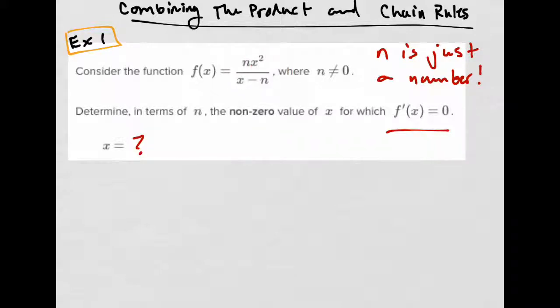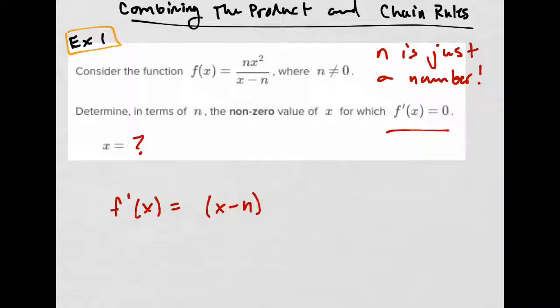Quotient rule says low d high minus high d low all over low squared. And maybe you should try to take the derivative. Yeah, this is my pause warning. You should pause it and try it on your own. Okay, I'm going to do it now.